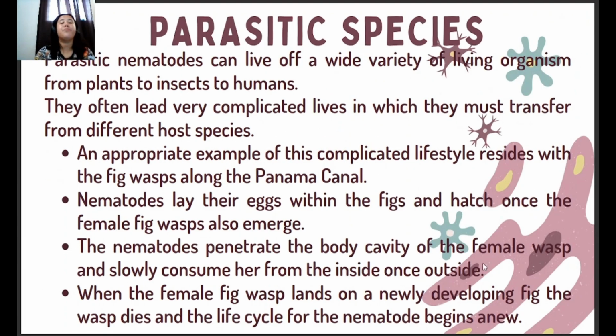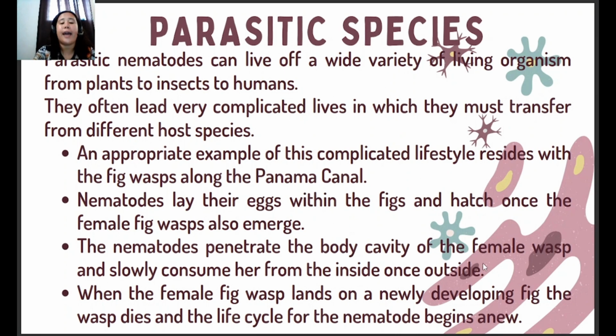Next and lastly, parasitic species. We all know that roundworms are parasitic species, which means that they can live off a wide variety of living organisms, from plants to insects to humans. They often lead very complicated lives in which they must transfer between different host species. An example of this complicated lifestyle resides with the fig wasps along the Panama Canal.